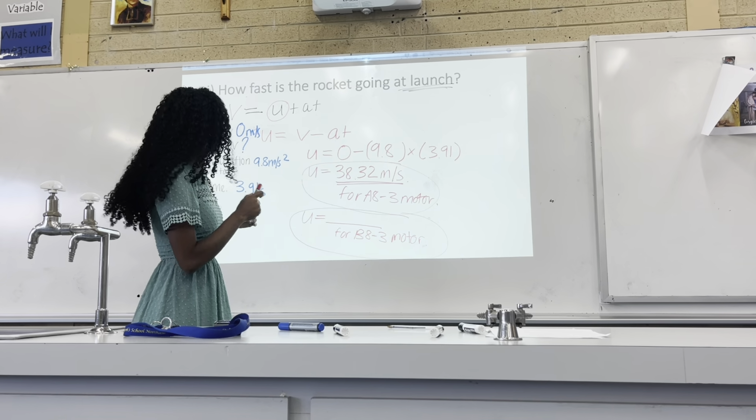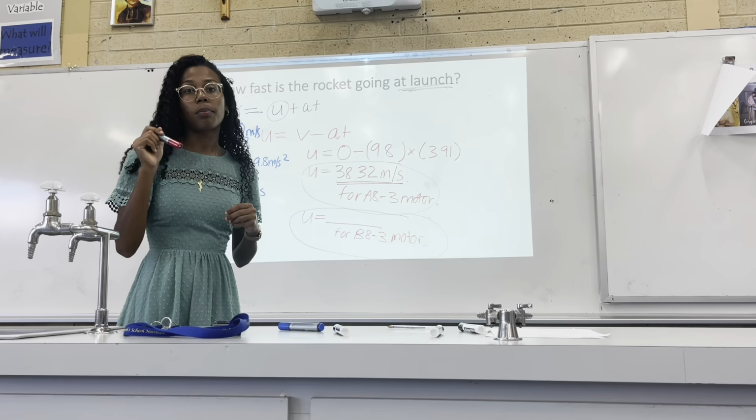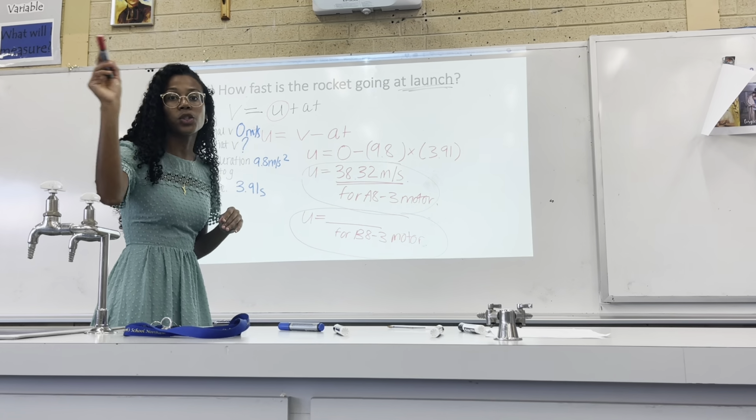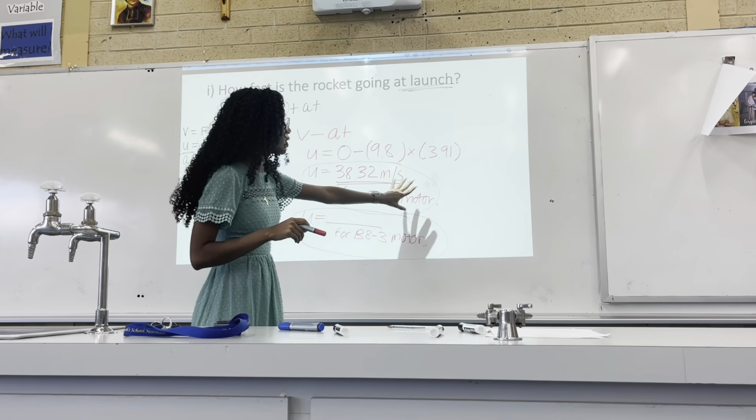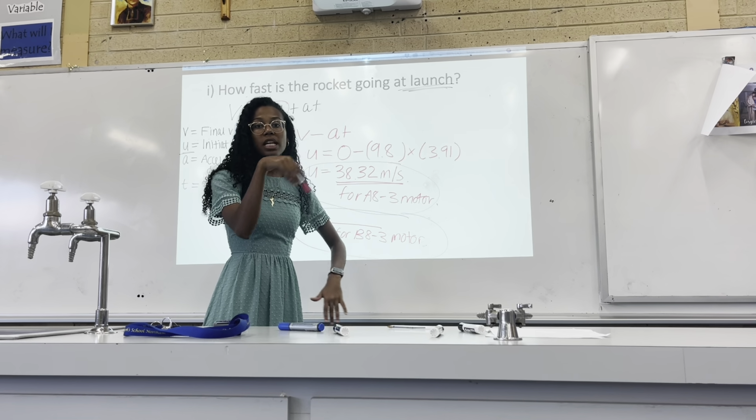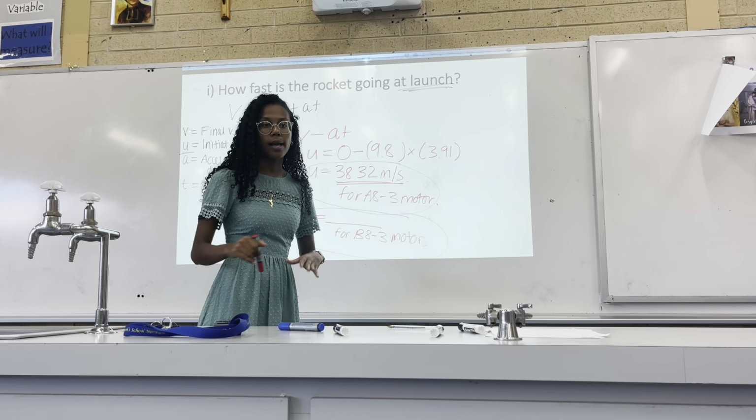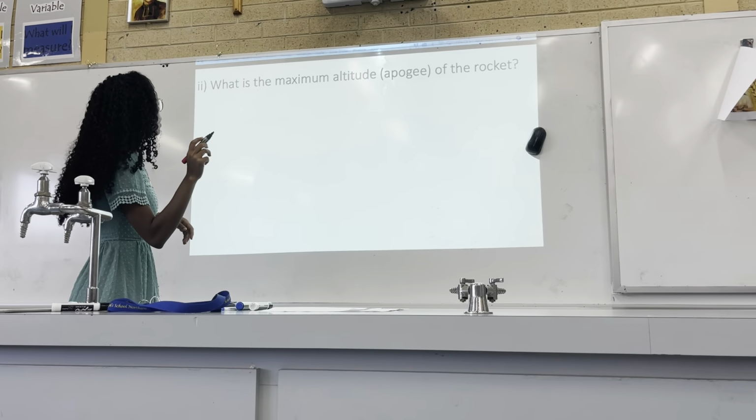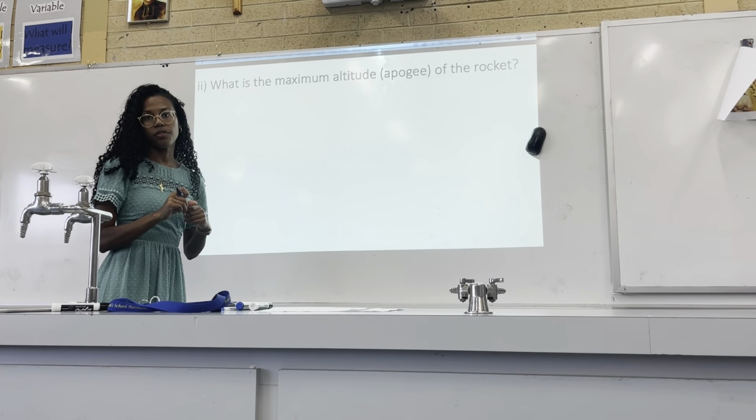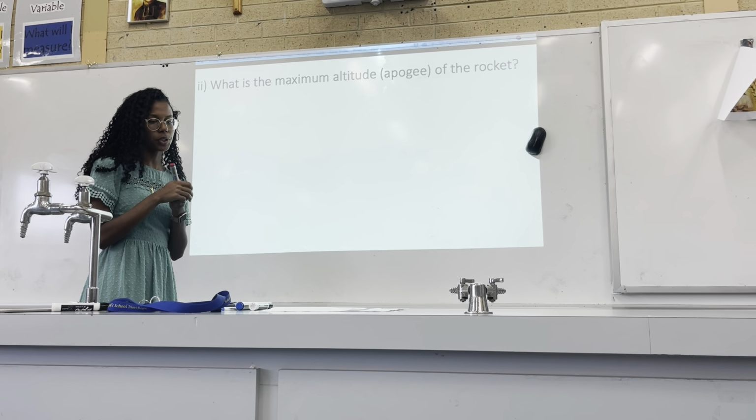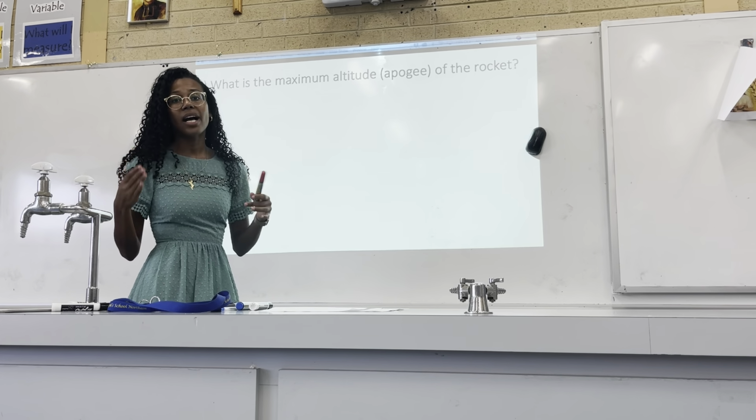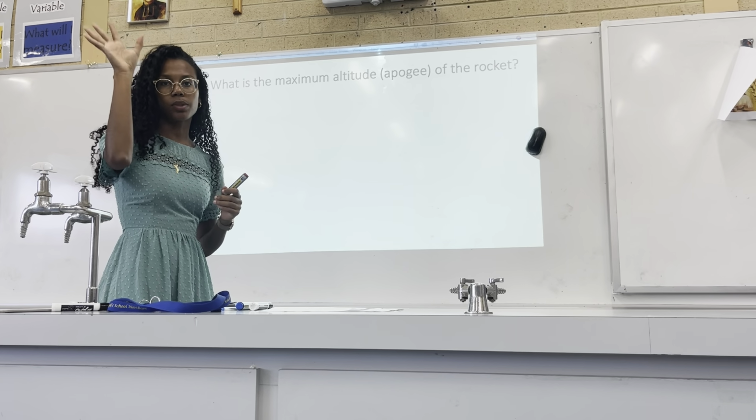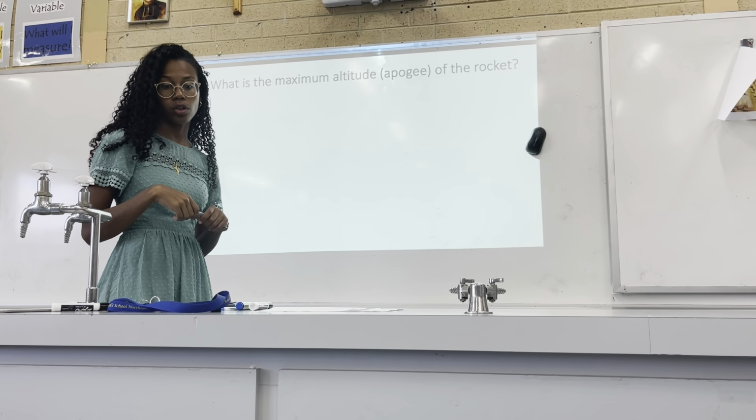Remember that you have to go through and do it properly. If you mess this section up, you will mess every section up, because these answers will be used in following questions. Getting this wrong will get the rest wrong. The next question asks, what is the maximum altitude of the rocket? Essentially, how high does the rocket get up to once the parachute is released before it starts coming back down to Earth?